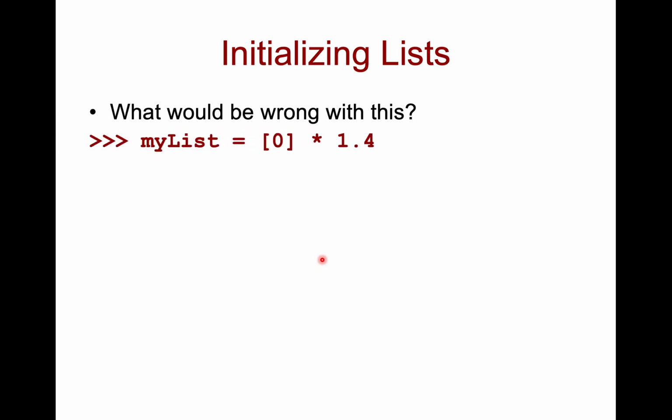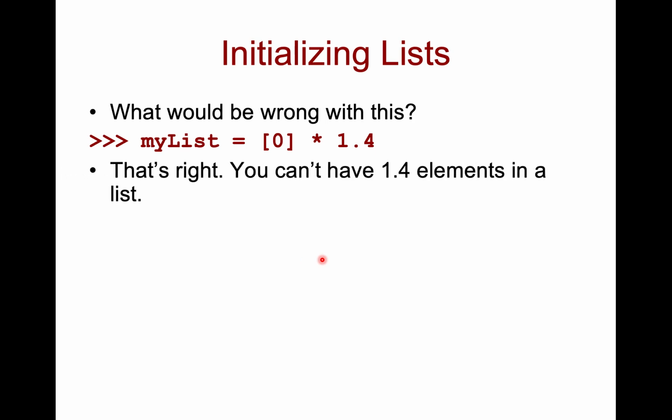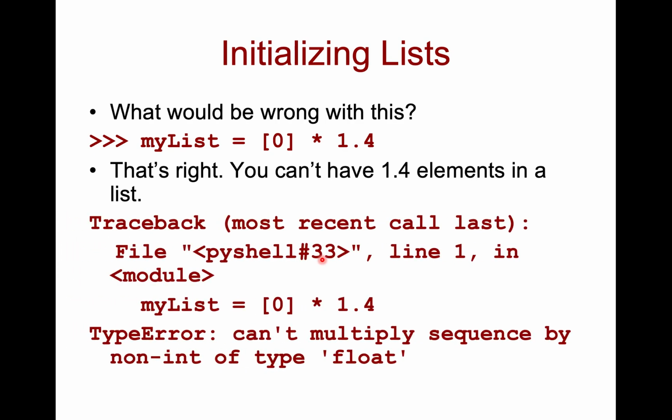What would be the problem with this? If you guess that it's impossible or wrong to create a list with 1.4 elements, you'd be correct. You'd get a type error. Python would tell you that you can't multiply a sequence, which is mylist, by a non-integer of a float type, which is the 1.4. You can't create a sequence with 1.4 elements in it.